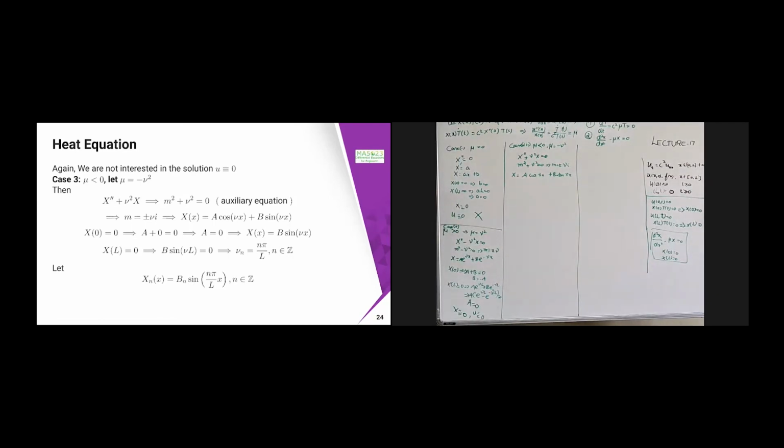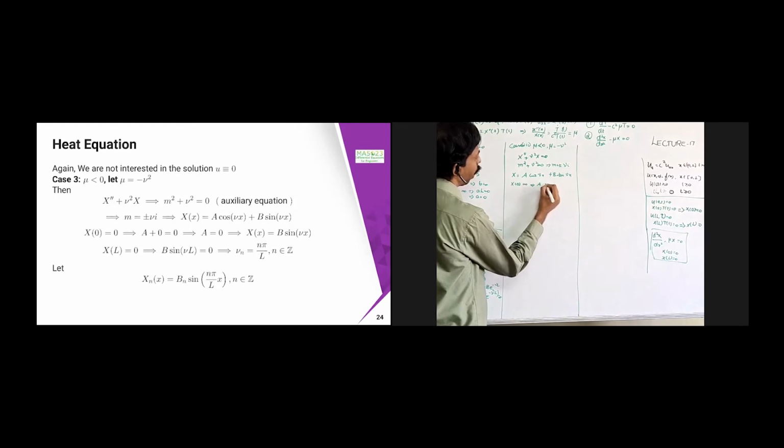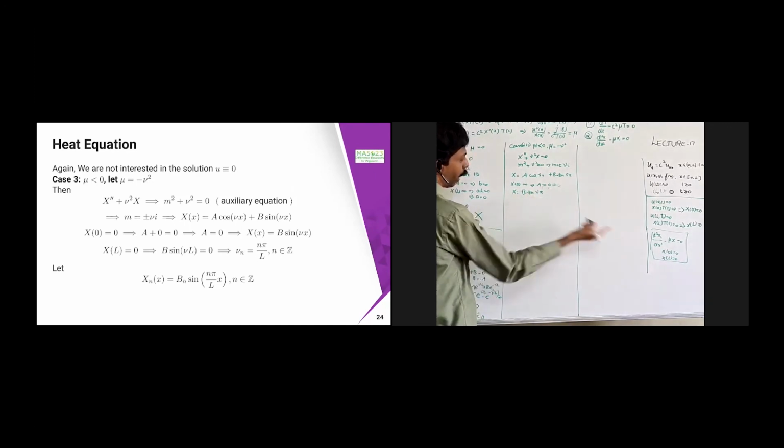This is going to be my solution. Now again I have to substitute this. If I put x equal to 0, x of 0 equal to 0, in this case it is going to become a plus b times 0, therefore this is 0, equal to 0, therefore a equal to 0. A equal to 0 means x is going to become b sin nu x.